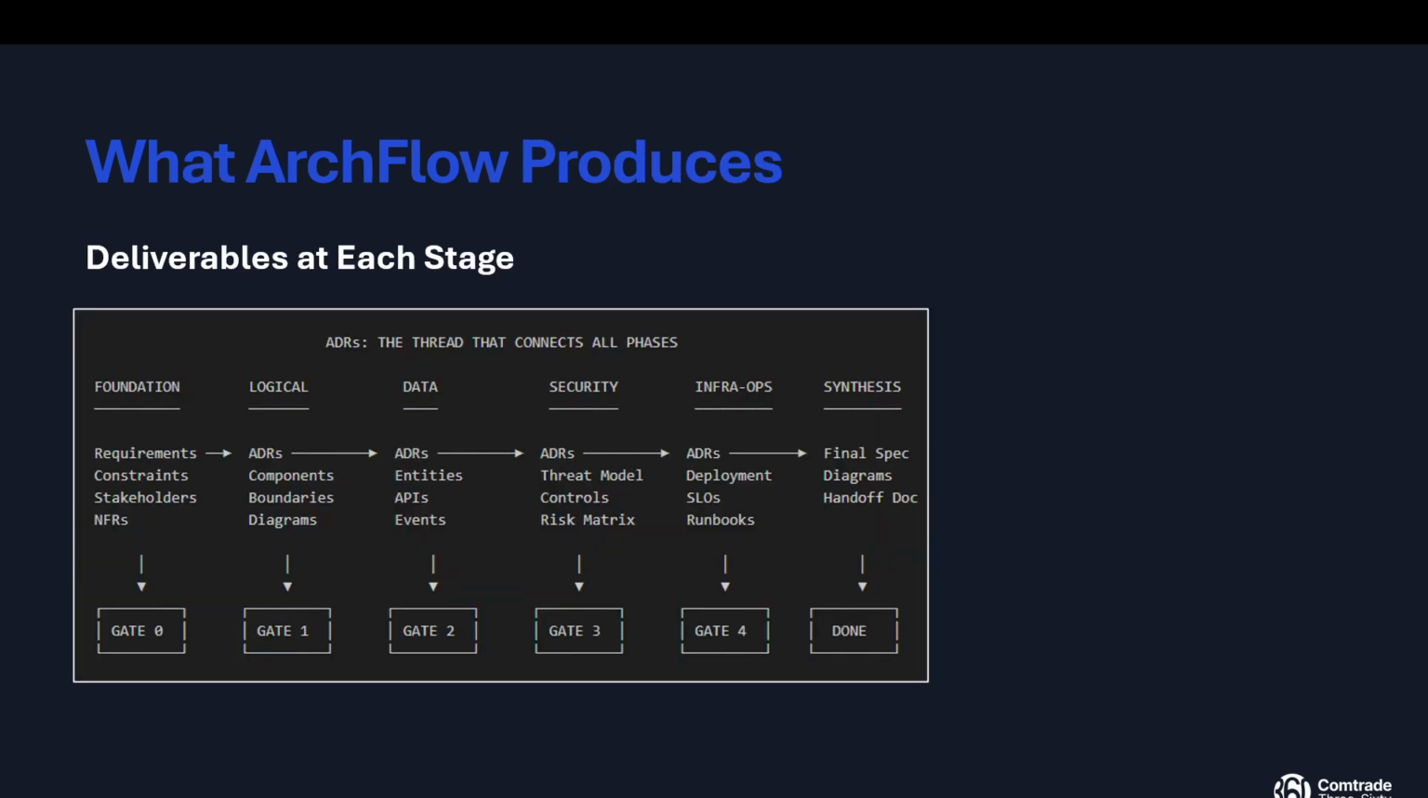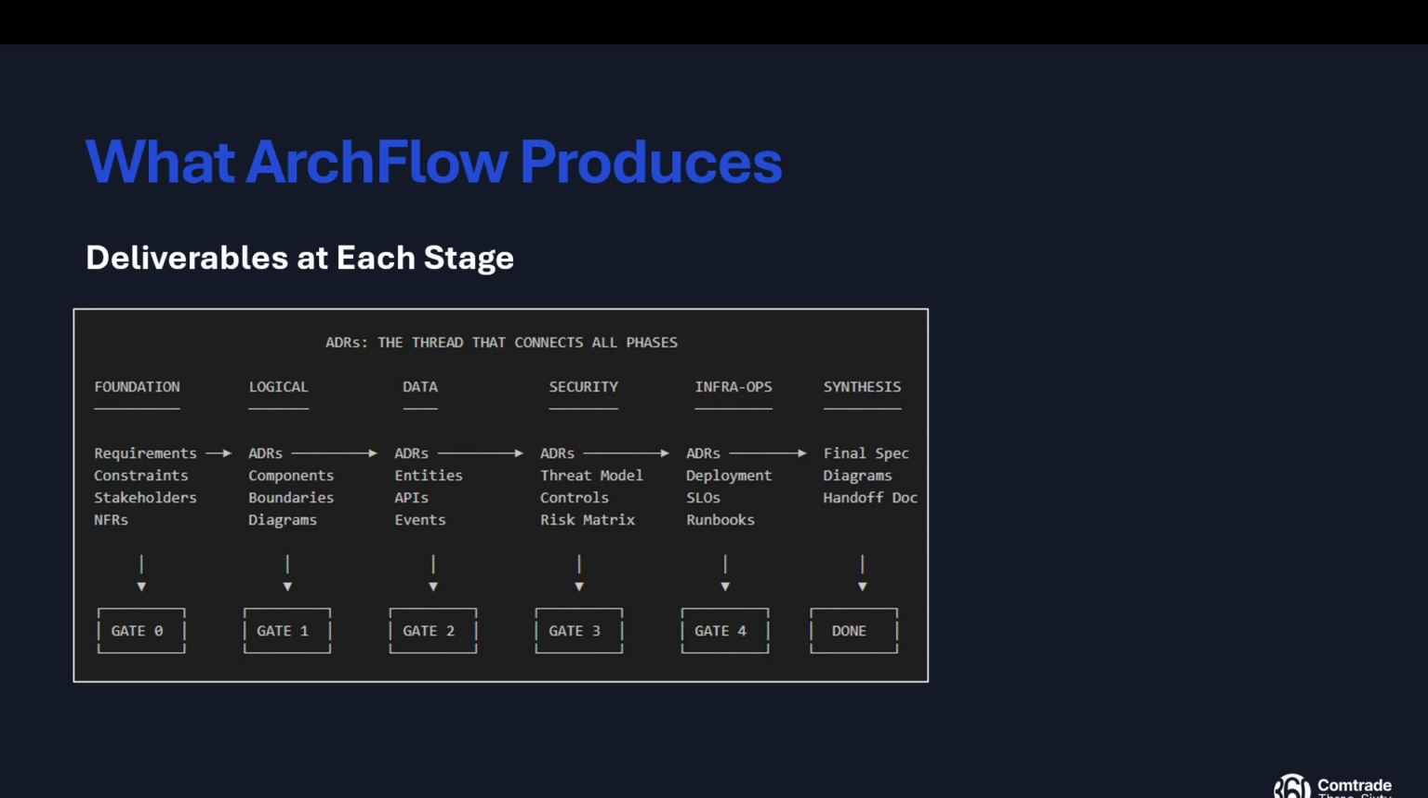And as a last step, let me give you a concrete picture of what ArchFlow produces at each stage. In the foundation phase, you capture the requirements, constraints, stakeholders, and non-functional requirements. This is your input, and everything else builds on this. In the logical phase, you produce ADRs for the architecture decisions, component definitions, boundary diagrams, and interface specifications. This defines the shape of your system. In the data phase, you produce more ADRs plus entity definitions, API specifications, and event schemas. This defines how the data flows through your system.